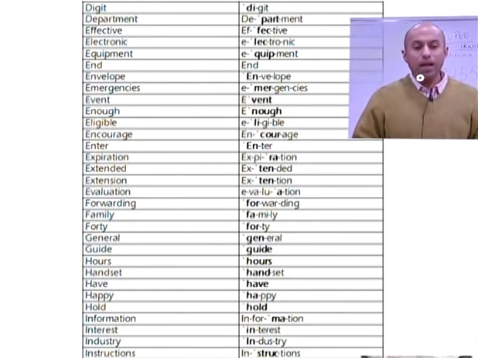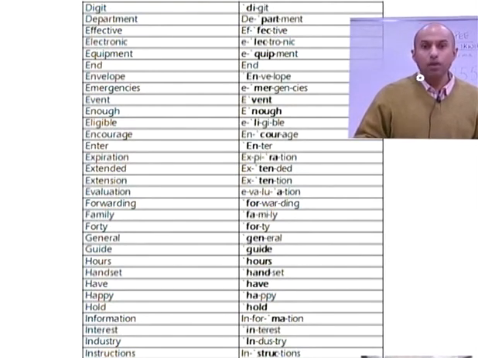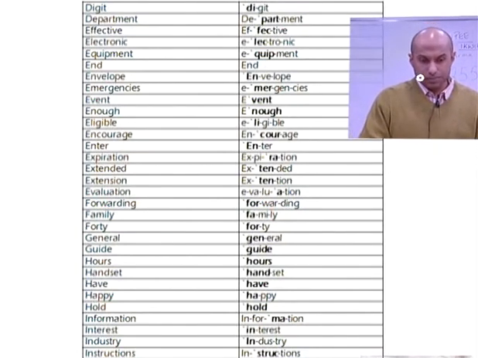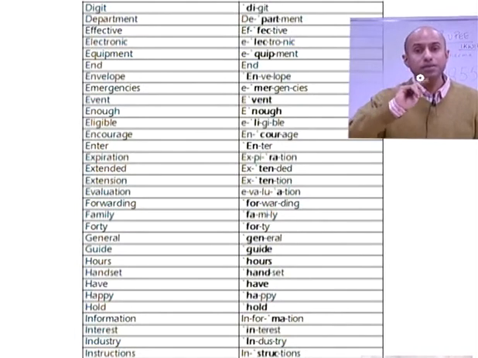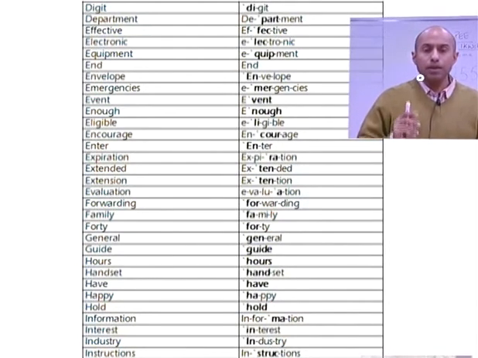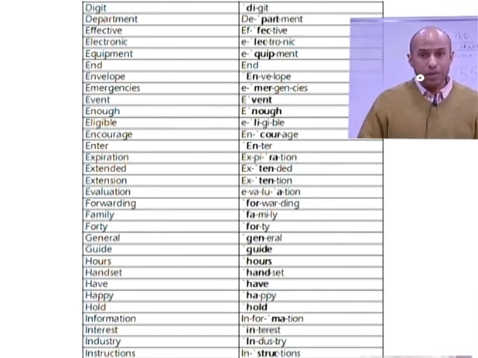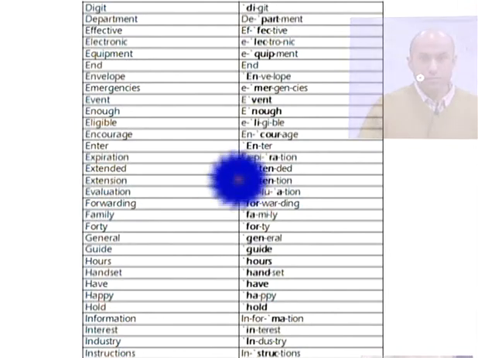Yes. Then we have forwarding. Forwarding. When you send something somewhere else, forwarding. Yes. And something that we all like to have and know and care for, family. Family. Not family, but family. It's not fam and lee, it's family. Family, the same way, family. Yes, family.